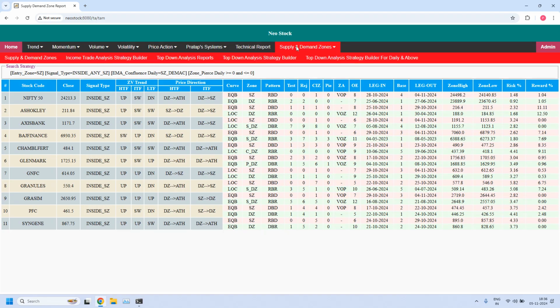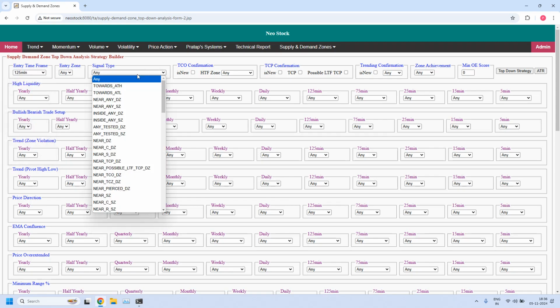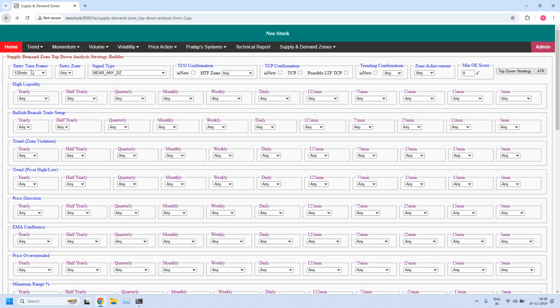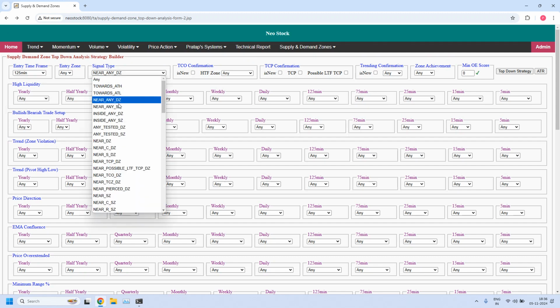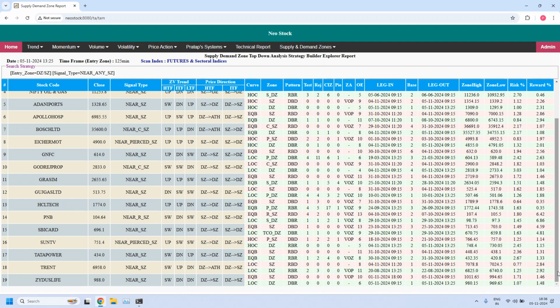Next time frame is 125 minutes. Let us find the stocks near 125 minutes demand zone. 9 stocks are filtered. Next, for 125 minutes time frame, let's find the stocks near 125 minutes supply zone. These are the first 15 stocks. I am scrolling the list down. So total 19 stocks are there near 125 minutes supply zone.